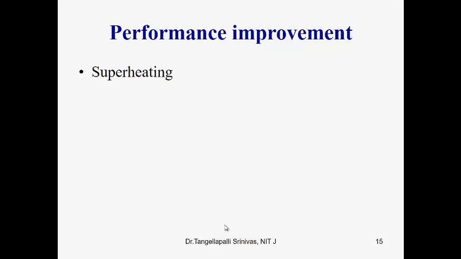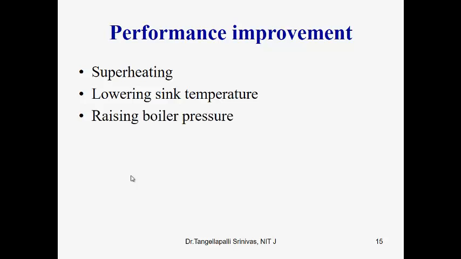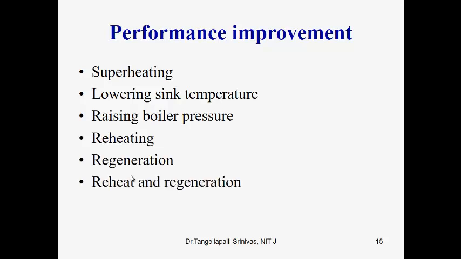There are many options and methods to improve the thermal efficiency of the Rankine cycle. They are superheating, lowering the sink temperature, raising the boiler pressure, reheating, and regeneration. So the source temperature can be increased as per the Carnot principle, or the sink temperature can be decreased to raise the thermal efficiency. In addition to these concepts, the boiler pressure may be increased, reheating may be added, regeneration may be included, or a combination of all these may be practiced.